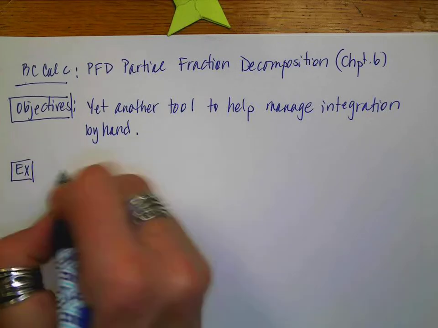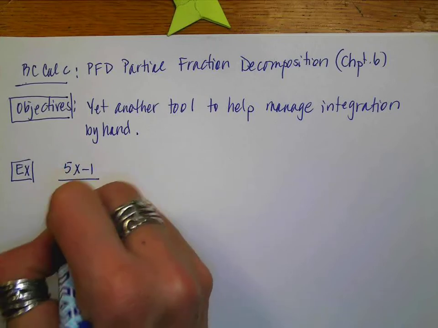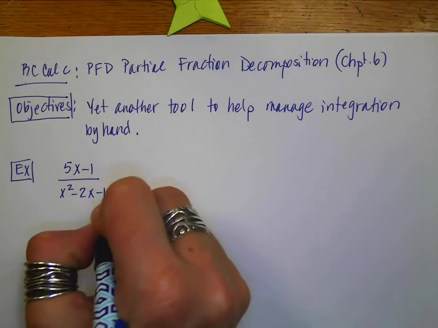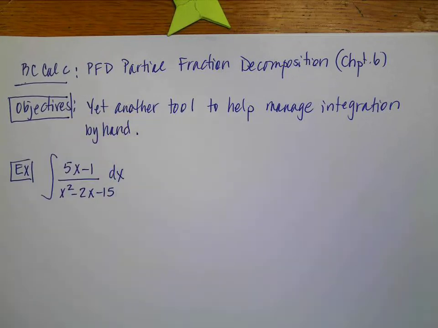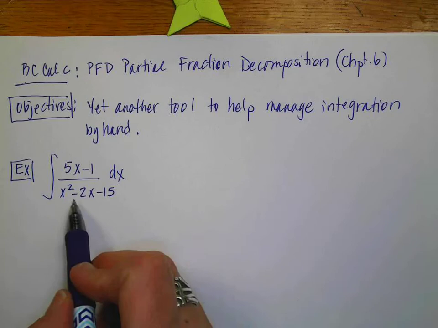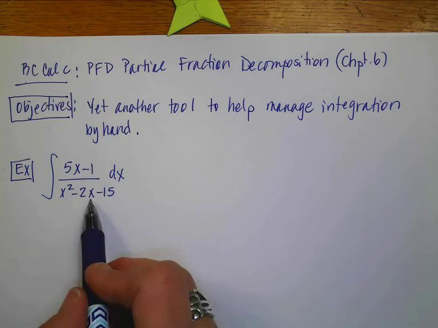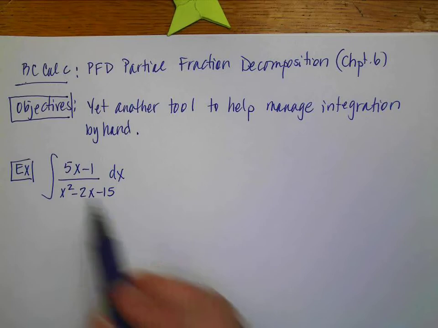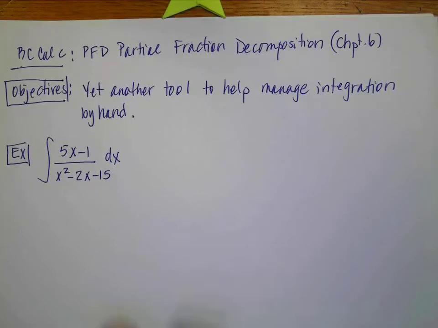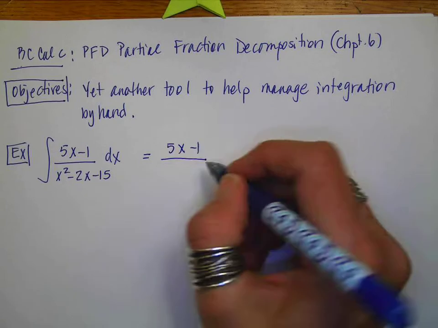So the first example, I have 5x minus 1 over x squared minus 2x minus 15. And in calculus, this might be the way our problem looks. If I tried to use substitution, that's just going to get weird because things just don't line up. So instead, I'm going to separate it into individual rational functions by using the partial fraction decomposition. So I'm just going to manage the function for right now.